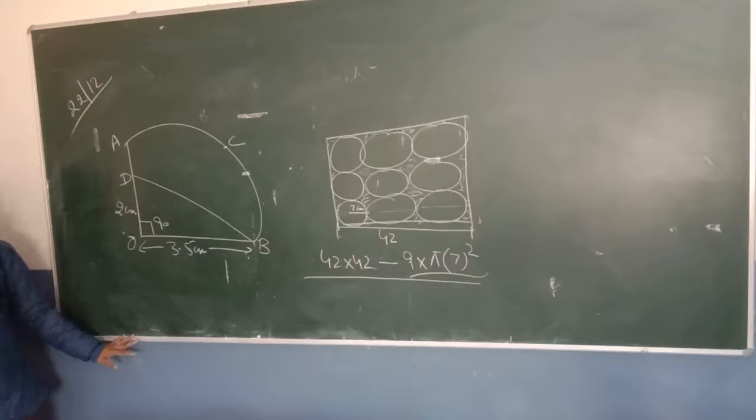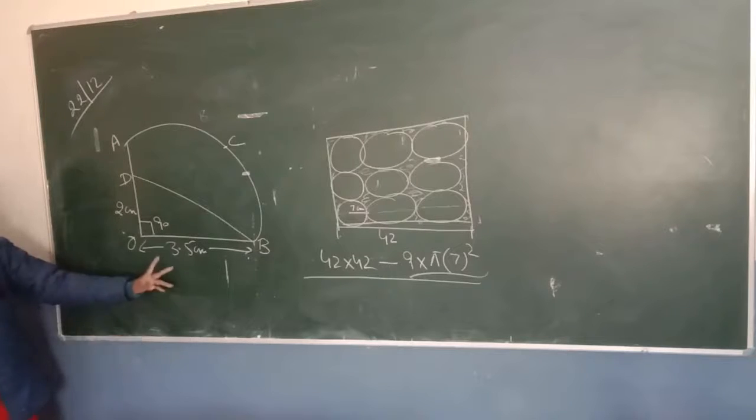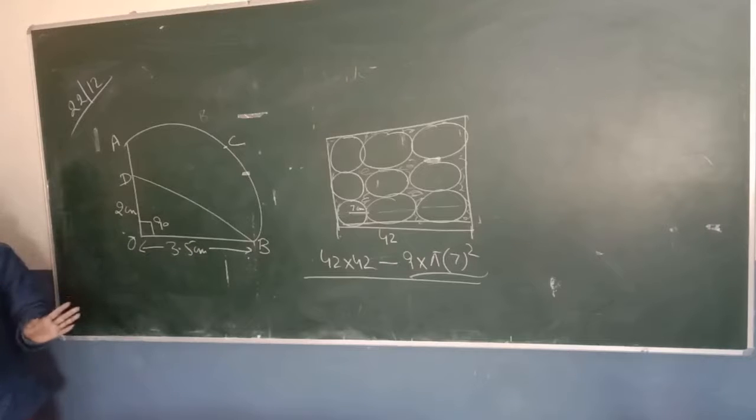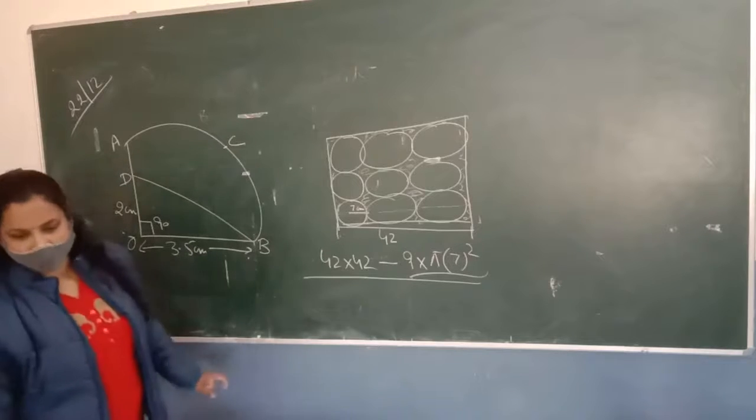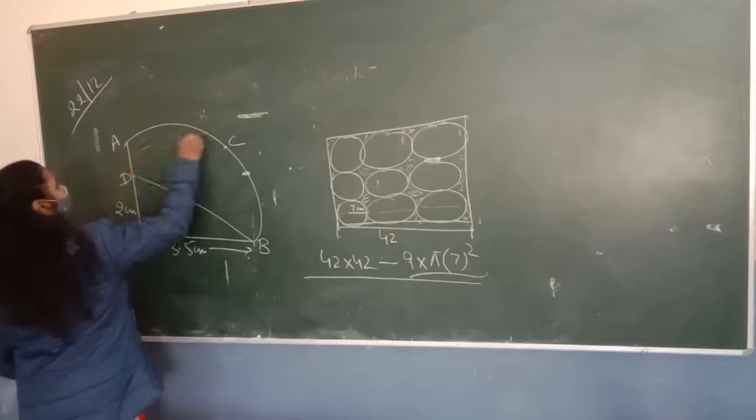Achal, area of the quadrant. 90 upon 360 into pi r square. Good. So the area of the quadrant is 90 upon 360 pi r square. Okay. So the radius is 3.5 centimeter. You can easily find the area of the quadrant. Now the second part is you have to find the area of the shaded portion. This is the shaded portion.